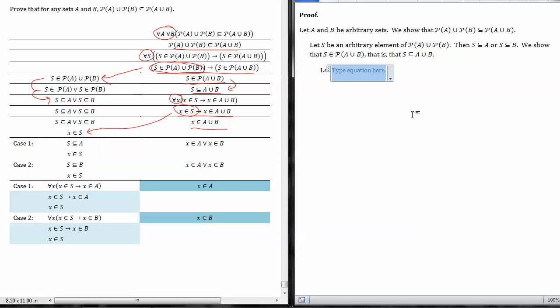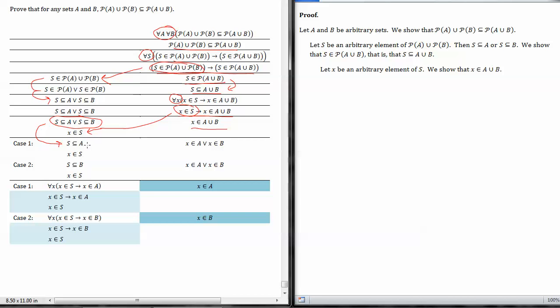So I will say let x be not completely arbitrary, but an arbitrary element of S. And we're going to show that x is in A union B. And here's where the cases come into play. So the cases came from this disjunction right here, and the first option was that S is a subset of A.